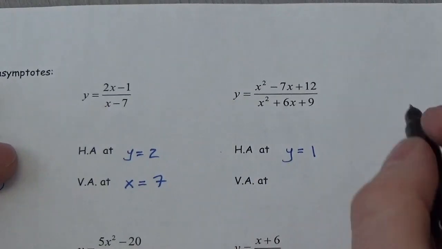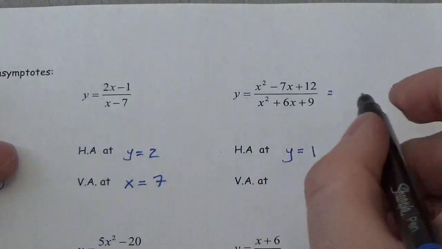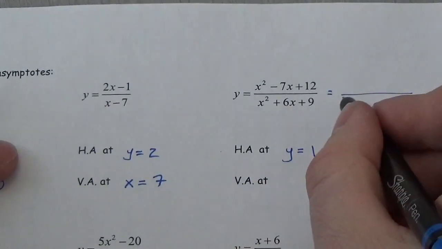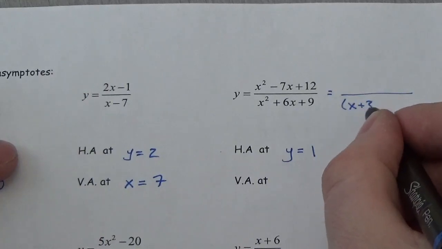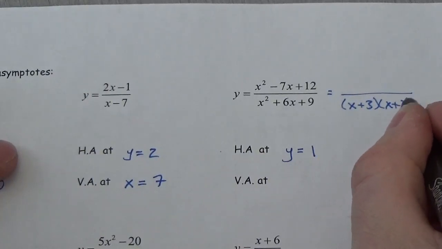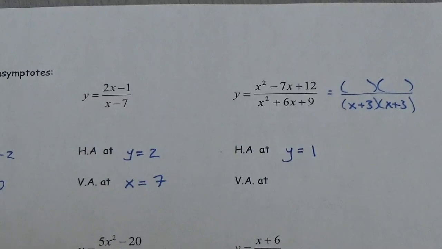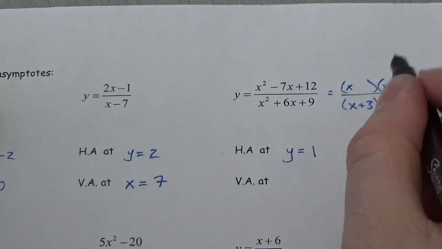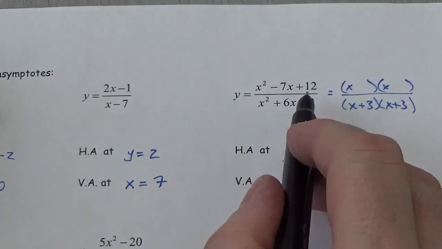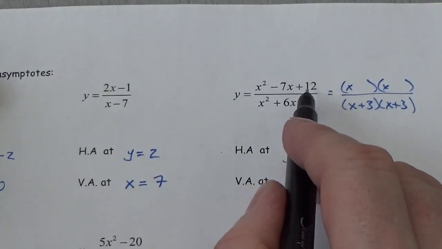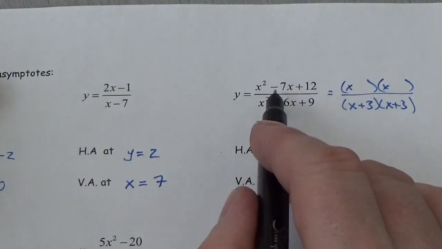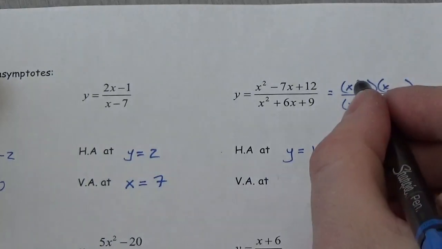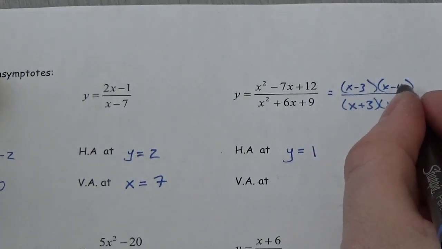My vertical asymptote, on the other hand, I'm only going to be able to get that once I have done some factoring here. So the denominator is going to become x plus 3. I know that's x plus 3 squared. So now let's factor that numerator, and that's going to be x and x. And I want two factors that are going to give me a product of 12 and add to get negative 7, so it's got to be negative 3 and negative 4.